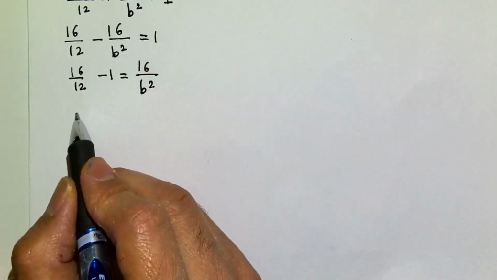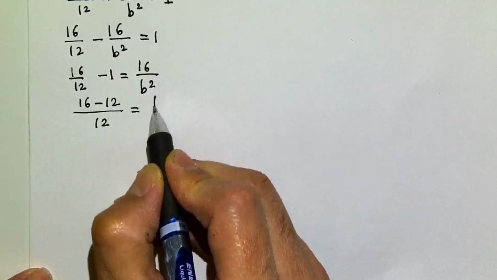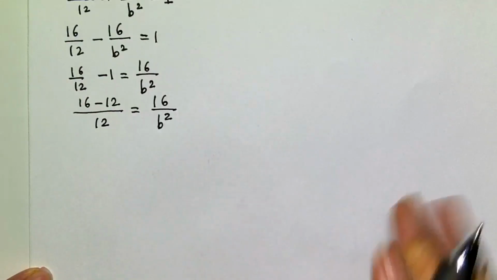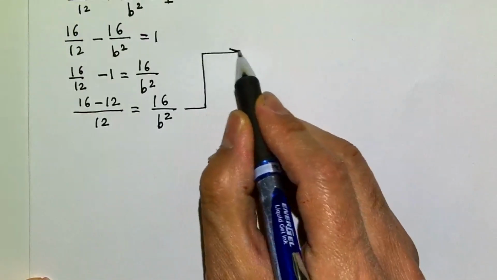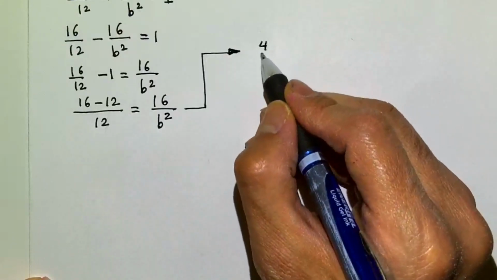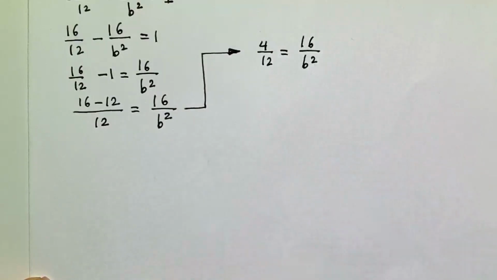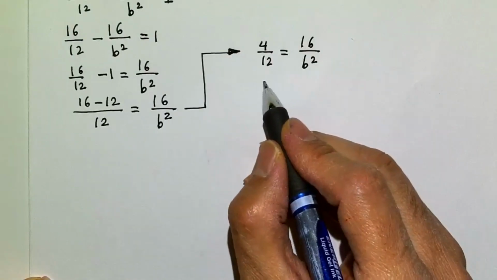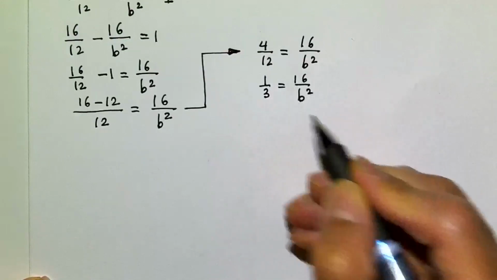So we have, let's take the common denominator on the left. So 12, 16 minus 12 equals 16 over b squared. And then simplifying that, let me come up here and continue. So we have 16 minus 12, that's just 4 over 12 equals 16 over b squared. Now this simplifies to 1 over 3 equals 16 over b squared.